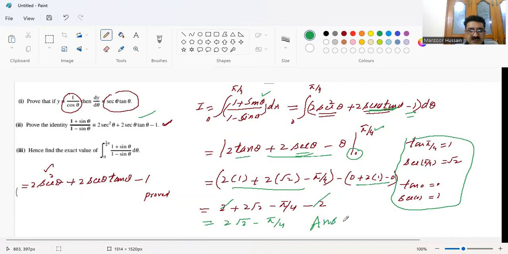This is okay. I think everything is clear from all the parts of this question. This is the criteria for how you can study trigonometric function integration. Practice a question again and again, so you will get new ideas on how to prove your question.